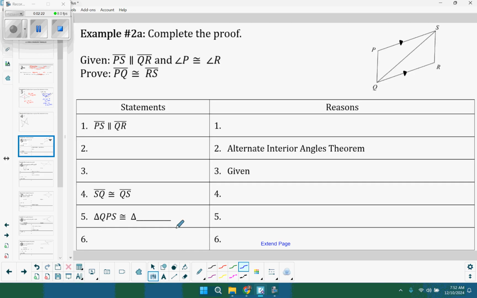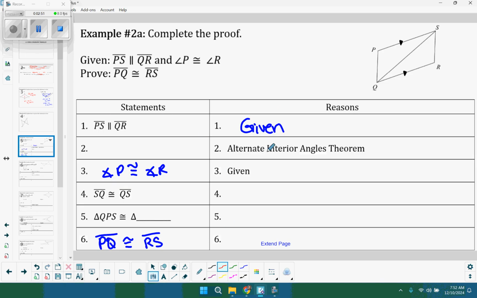So here we have a proof, and we notice our proof statement is no longer "triangles are congruent." Step 5 is where we have triangles are congruent. So we're going to prove something after the triangles are congruent. All right, but I know I can fill that in. I know PS is parallel to QR is given, and step 3 is also given, so that's angle P is congruent to angle R. So those are all the things I can fill in right away.